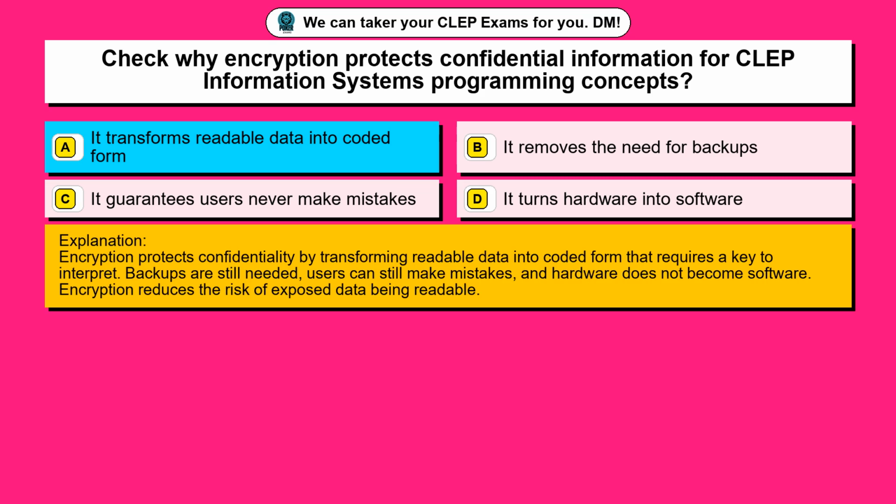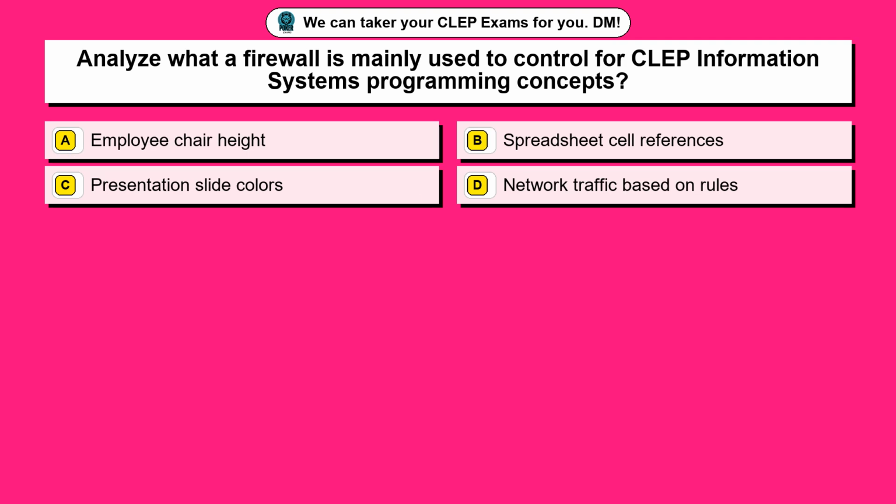Encryption protects confidentiality by transforming readable data into coded form that requires a key to interpret. Backups are still needed, users can still make mistakes, and hardware does not become software. Encryption reduces the risk of exposed data being readable. Question 48. Analyze what a firewall is mainly used to control for CLEP Information Systems programming concepts.